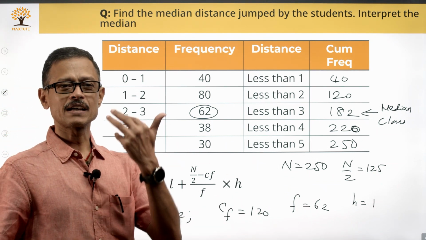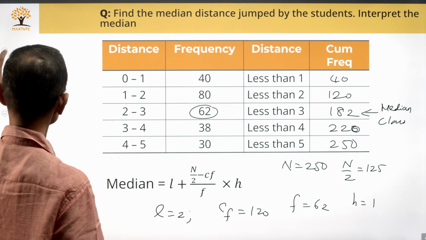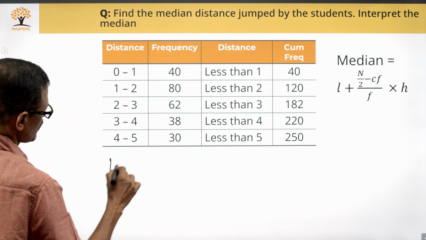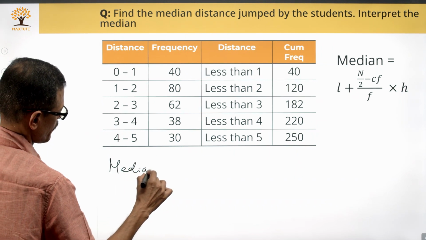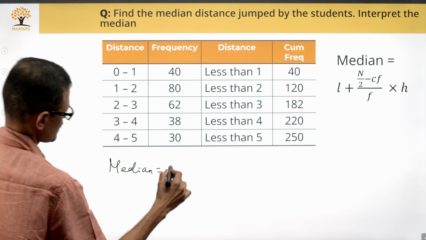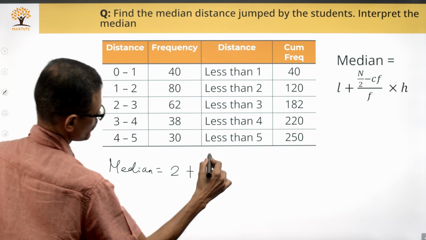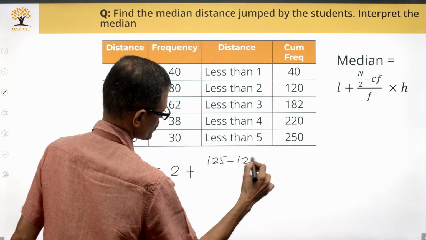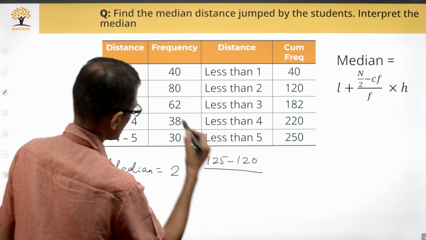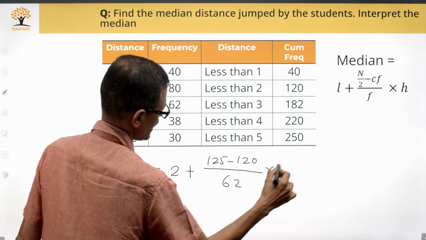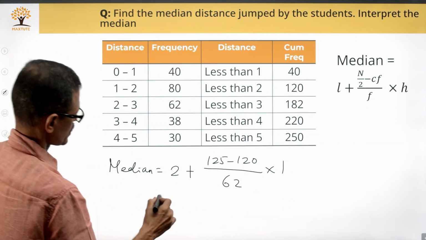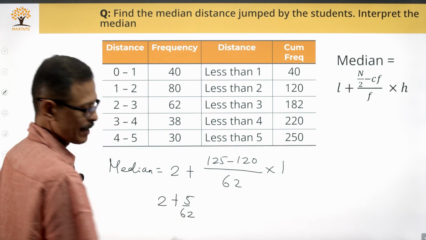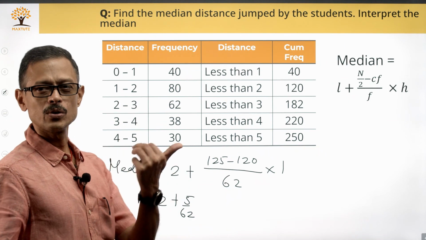And finally, let's interpret and understand what the median essentially means. Plug it in, we know the formula. Median is equal to L, the lower limit of this class is 2, plus n by 2 is 125, minus the cumulative frequency up to the preceding class, which is equal to 120, divided by 62 times h, which is 1. So, this is equal to 2 plus 5 by 62. 5 by 62 is 0.083.